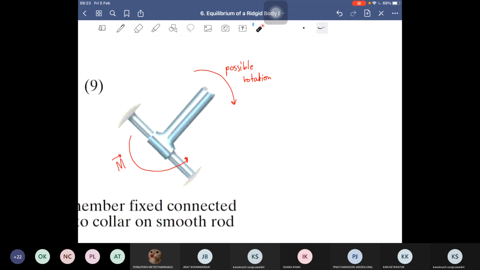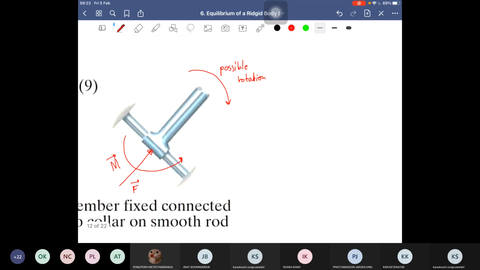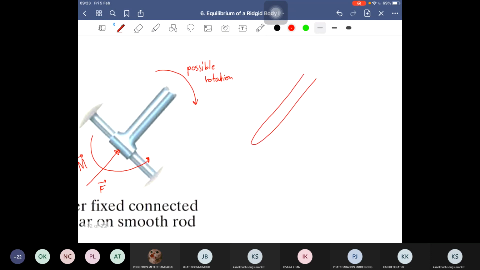And of course, this support can prevent the translation too. It can prevent the translation along this slot and also can prevent the rotation. So we have both a couple moment and one reaction force acting on this slot. So we can draw the free body diagram and show two things, right? First, the force acting perpendicular to the contact surface, and one couple moment, M.